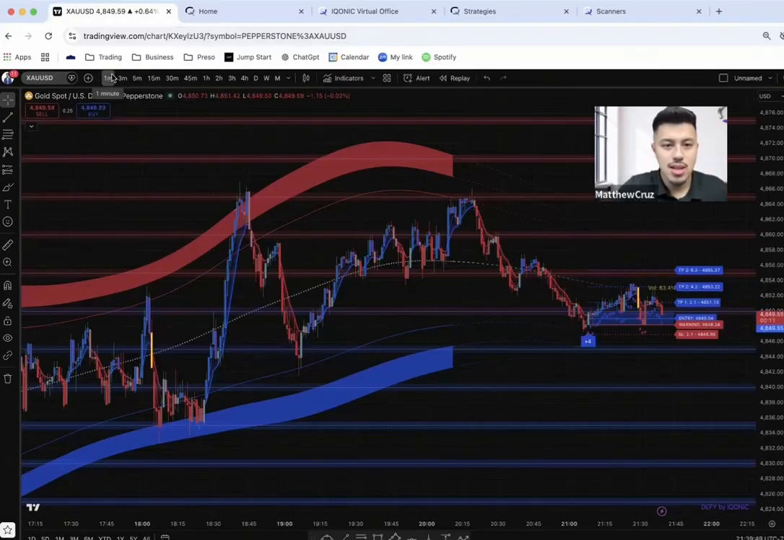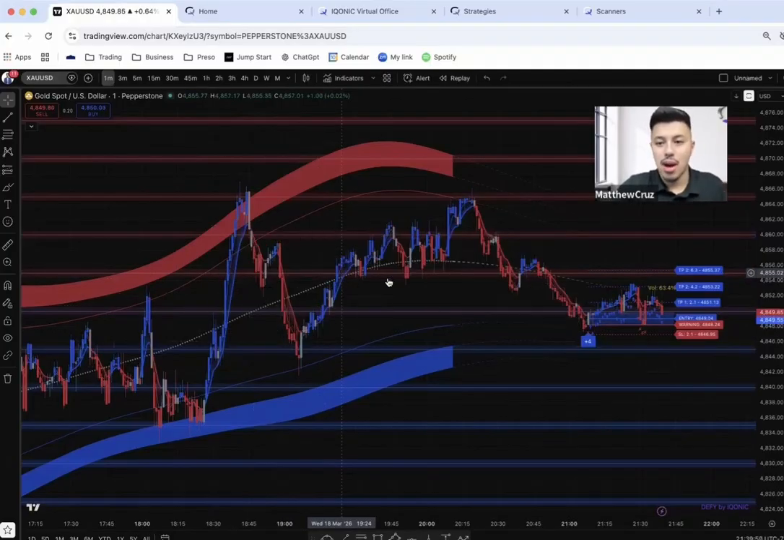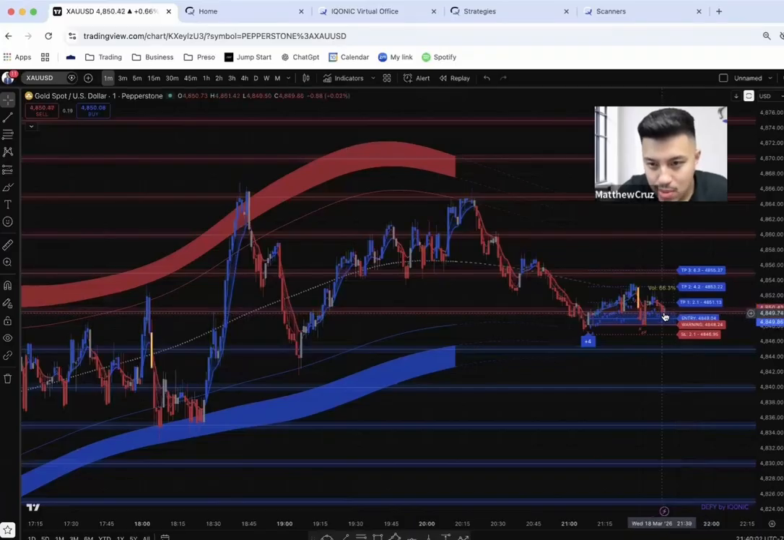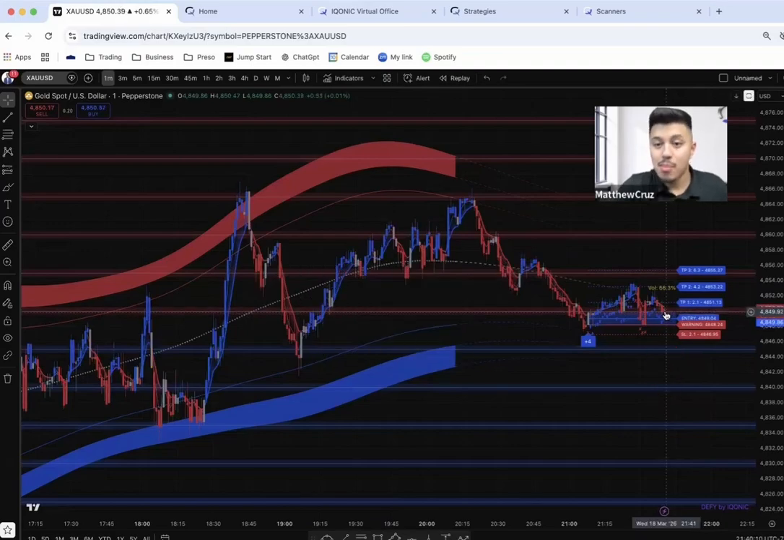We're on the 1 minute chart, so you can see these candles, these red bars going down or these blue bars going up. Candles represent price and time. Price meaning you can see the price right now is moving a little bit. The price of gold is right here. 48.50 is the current price of gold. By the end of this video, it might be up here, it might be down here. We shall see where the price is.